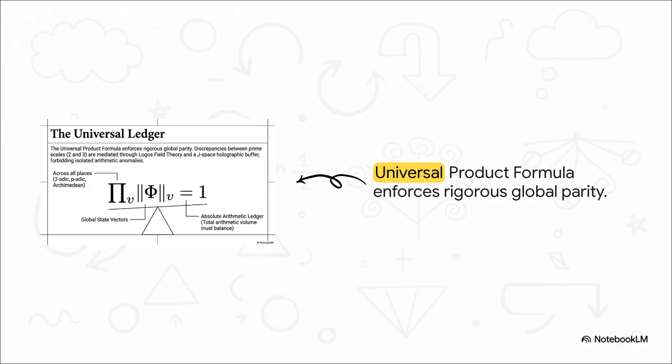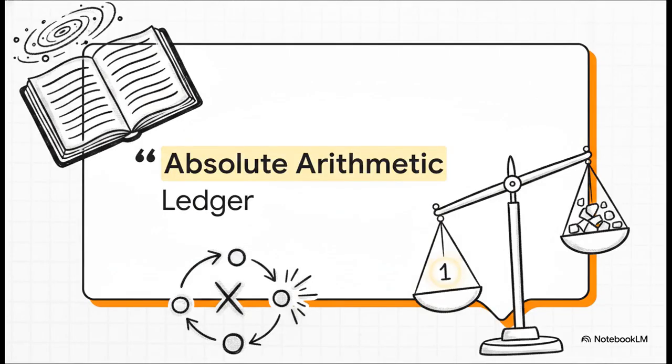It enforces a rigorous consistency across all two-adic, p-adic, and Archimedean places. In this Adelic framework, you cannot just hide an arithmetic anomaly in one local place. Everything, the whole shebang, must multiply out to exactly 1. The text brilliantly refers to this as the absolute arithmetic ledger. Think of it like a cosmic accounting book.